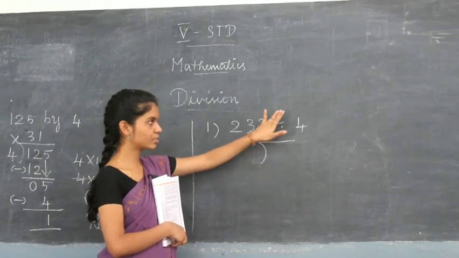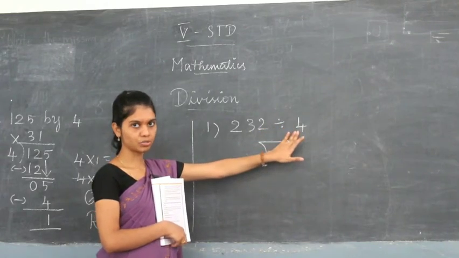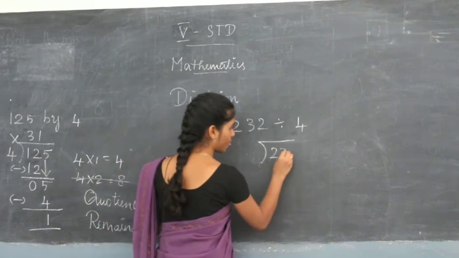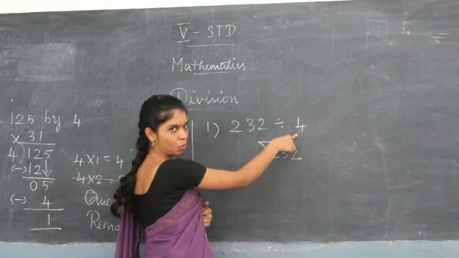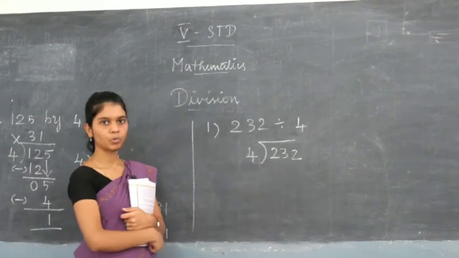This division symbol is divided by 4. Okay, so what you should do? You should write this big number inside and the small number outside.